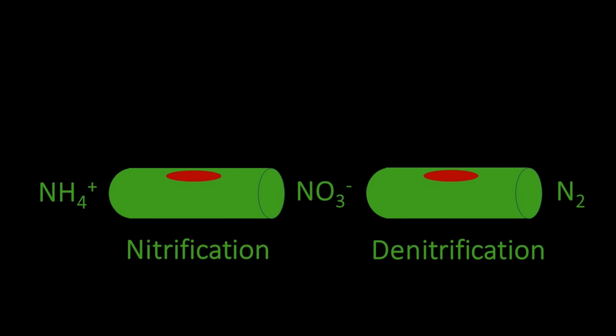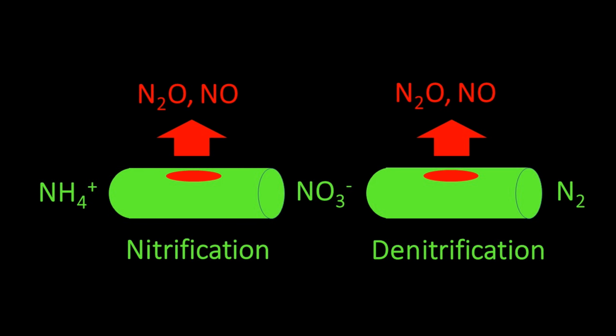This is a similar issue to nitrification, and the two processes can be visualized as a hole-in-pipe model, where the pipe represents the coupled nitrification-denitrification reaction, and the holes represent the intermediates, nitric or nitrous oxide.